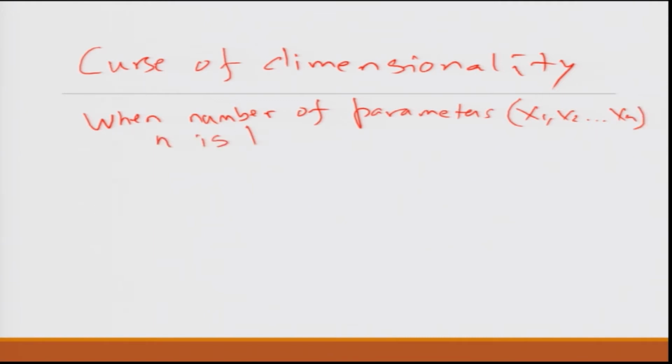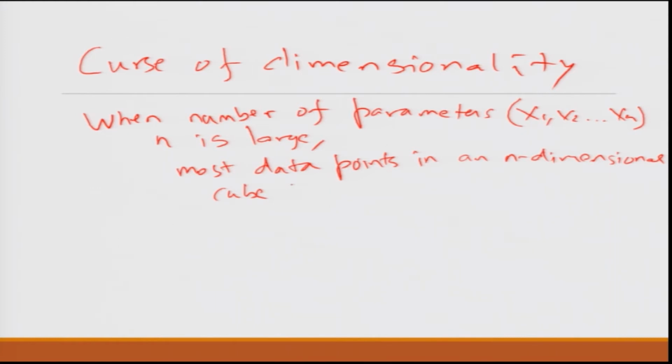So if n is large, then it can be shown that most data points in an n-dimensional cube, if we assume that all data points are part of a cube, so 3 dimensions is like this, x1, x2, x3. If I make it n-dimensional and try to plot, and consider that a cube, then most data points in an n-dimensional cube tend to be far apart. So it becomes very difficult to find a close neighbor. Most of the points are very far apart from each other, and because they are so far apart, the entire notion of having k nearest neighbors does not make much sense.